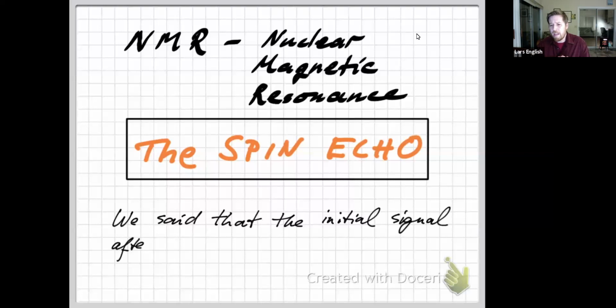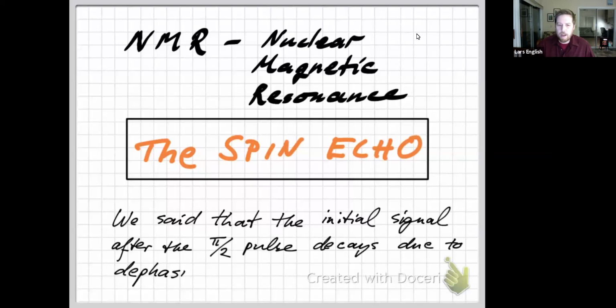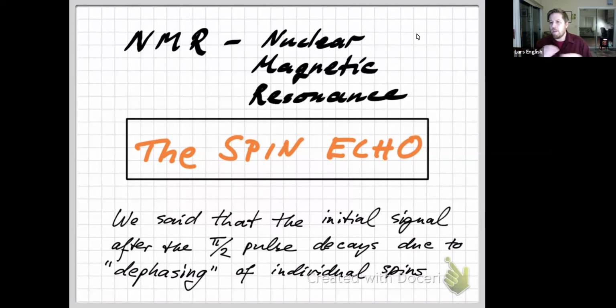We said before that the initial signal after a pi/2 pulse is the FID, and that signal decays due to a dephasing of the individual spins. So the spins will precess in the XY plane, but they will not precess at exactly the same angular speed. Why not? Because the magnetic field that spins in different parts of the sample experience is not identical. And since the magnetic field is not identical, then the omega is not going to be identical.